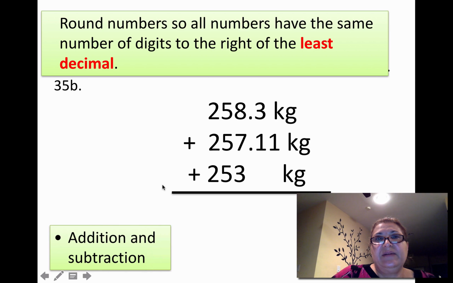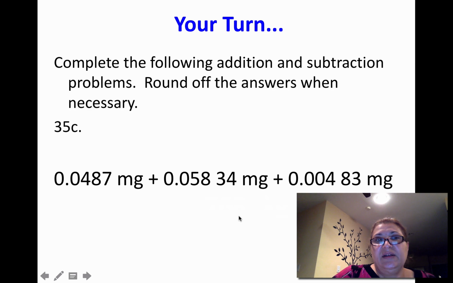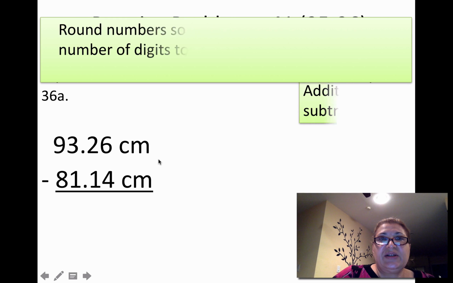Next one, B. It's also addition, so this one is 1 after decimal, 2 after decimal. This is 0 decimal. Your answer has to be the least, so it's also 0. So when you add them up, you're going to round it off to 768. C was for homework. This is subtraction. You do the same thing.